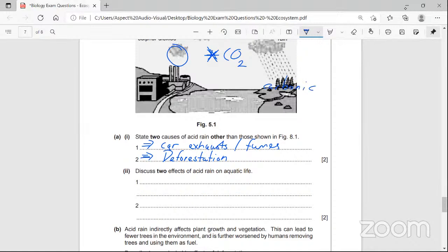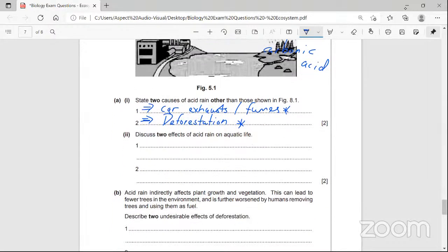So those are the two types. Here, the nitrogen oxide being released leads to your nitric acid. This can lead to your carbonic acid being formed. The carbon dioxide goes into the rain when it's forming, so when it falls down, it's part of the rain. Remember, carbon dioxide is an acidic gas, so when it goes into water, it creates carbonic acid.